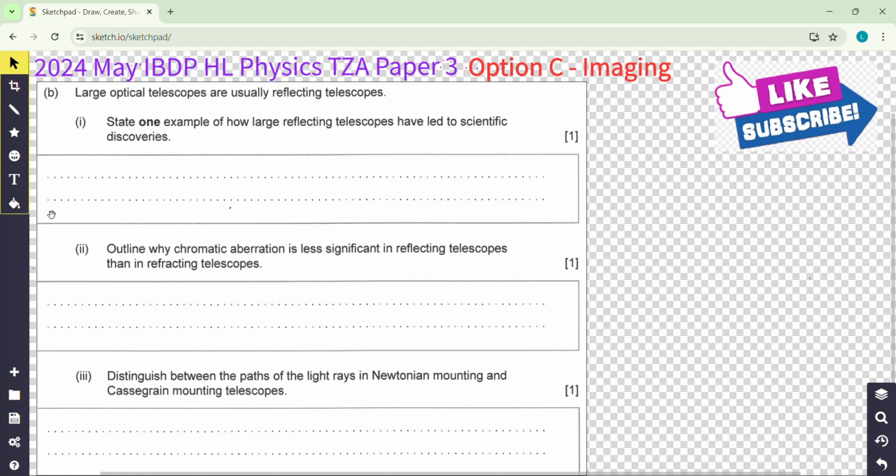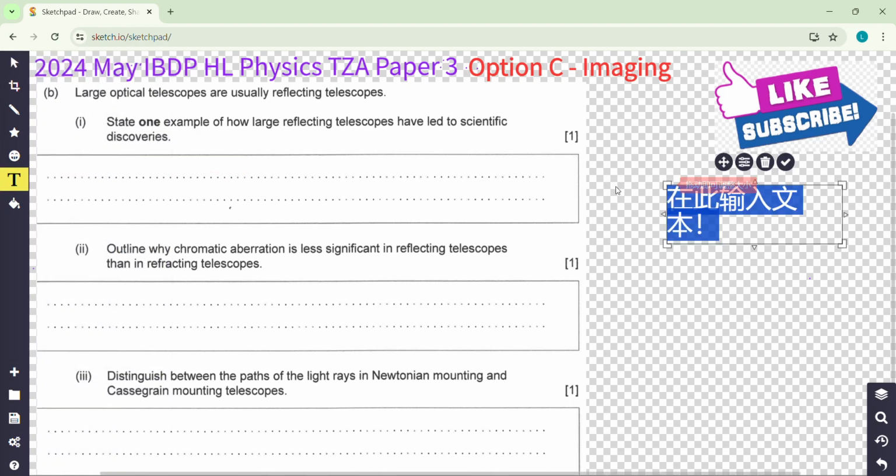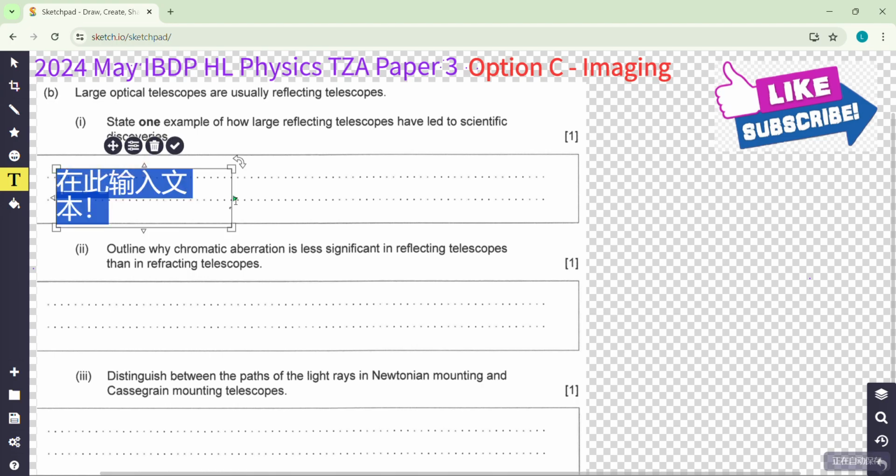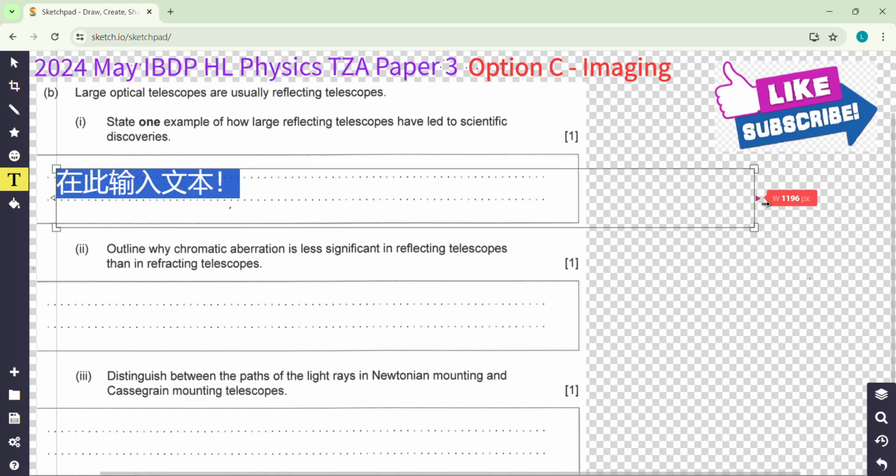Back. Okay, 13b is straightforward, factual stuff to test whether you remember the textbook problem, the textbook stuff clearly or not. Okay, B1. State one example of how a large refracting telescope has led to scientific discoveries. It means that we discovered something, we saw something. Okay, you can say we observe what we observe by large refracting telescope.